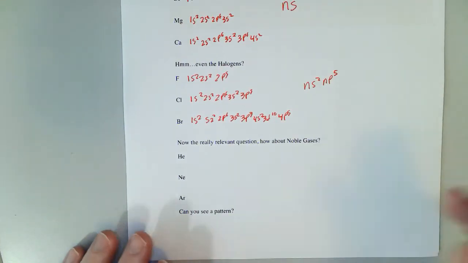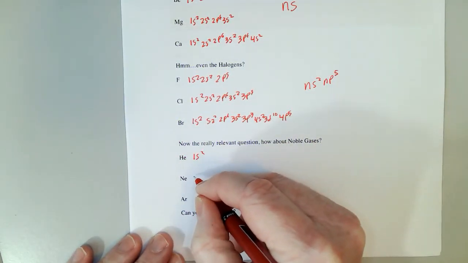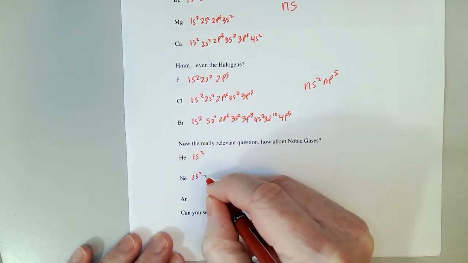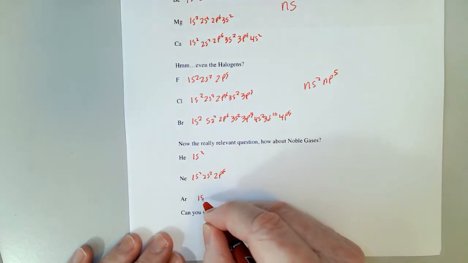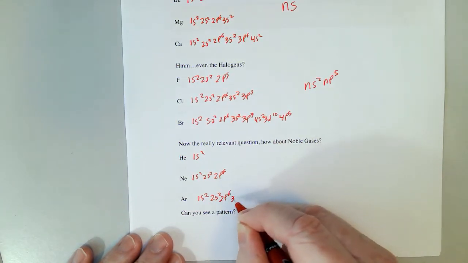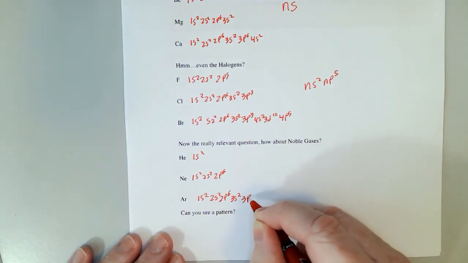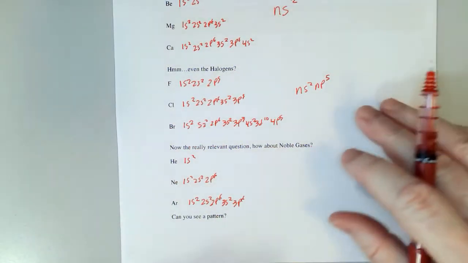And now for the noble gases, they're full. 1s2, 1s2, 2s2, 2p6, 1s2, 2s2, 2p6, 3s2, 3p6. All of these have the same outermost electron configuration. And that's a really important idea.